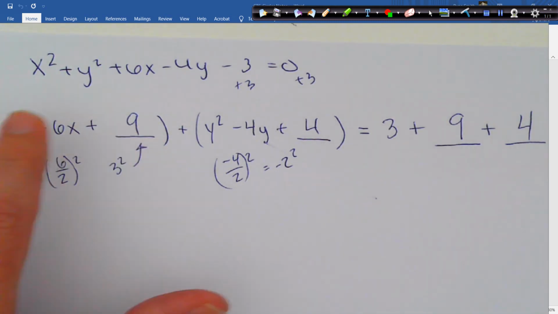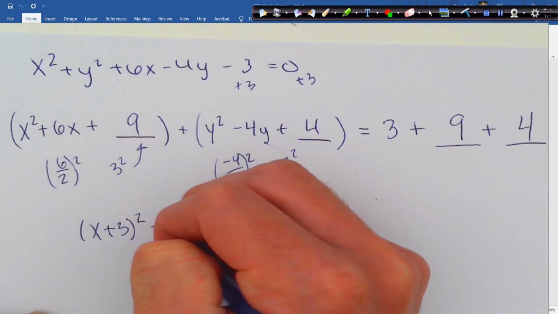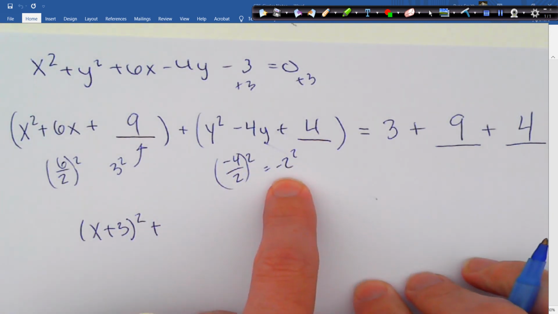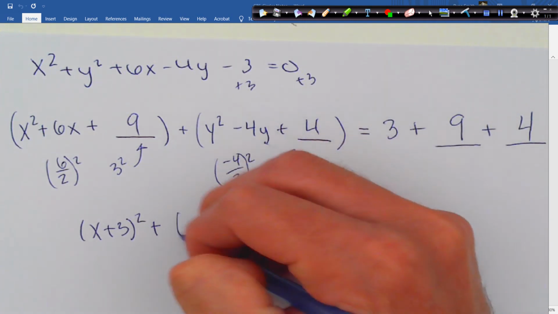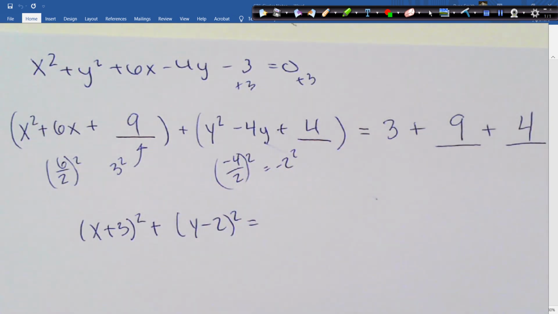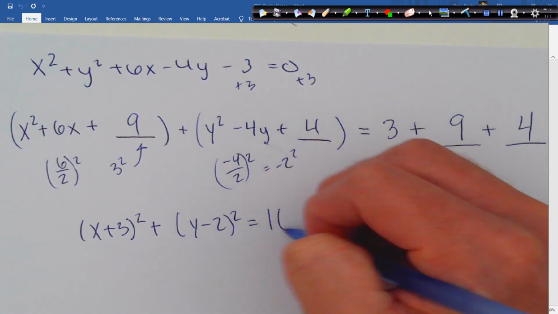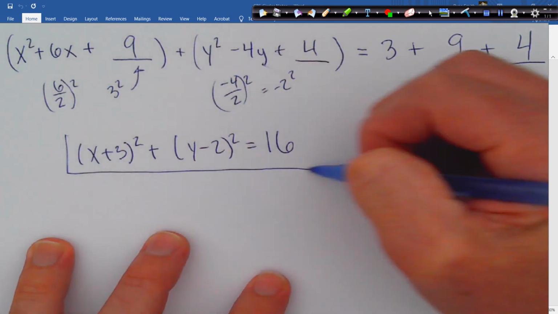So this is going to factor down. 3 times 3 is 9, 3 plus 3 is 6, so that's x plus 3 squared. Negative 2 times negative 2 is positive 4. Negative 2 plus negative 2 is negative 4. So we get y minus 2 squared. And 3 plus 9 plus 4, that's going to give me a total of 16. And then we now have it in the correct form.